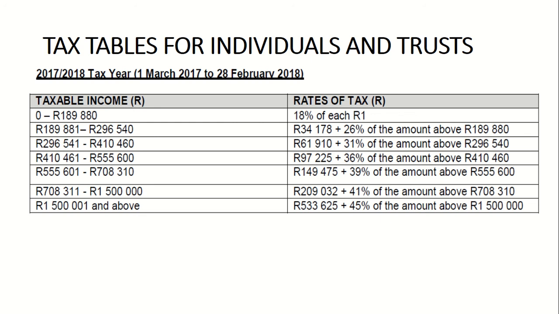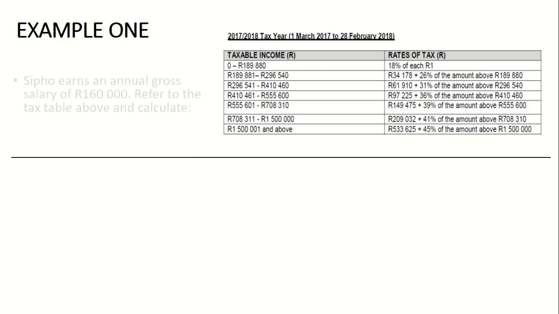74,178 plus any amount that is above 189,881. That amount will have to be multiplied by 26% to calculate the tax on the amount that exceeds 189,881. I think it'll make sense once I do an example like this one.